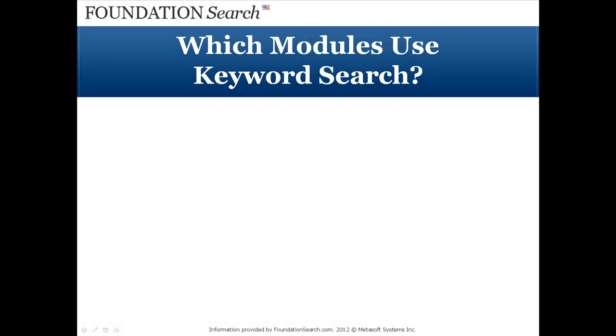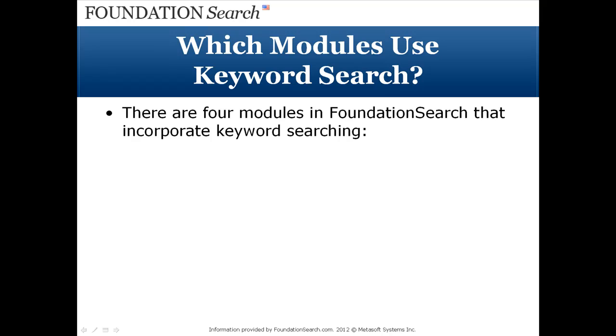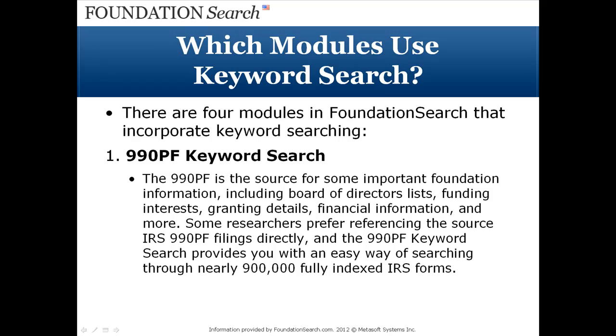Which modules use keyword search? There are 4 modules in Foundation Search that incorporate keyword searching. 990pf Keyword Search. The 990pf is a source for some important Foundation information, including Board of Directors lists, funding interests, granting details, financial information, and more. Some researchers prefer referencing the source IRS 990pf filings directly, and the 990pf Keyword Search provides you with an easy way of searching through nearly 900,000 fully indexed IRS forms.